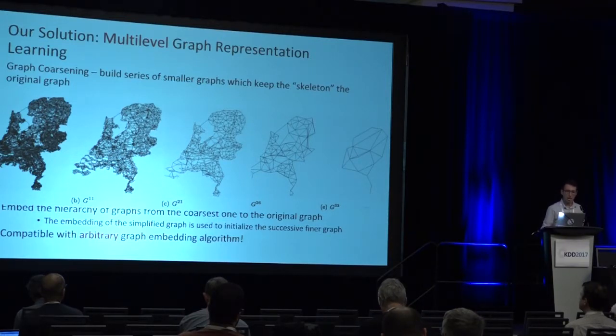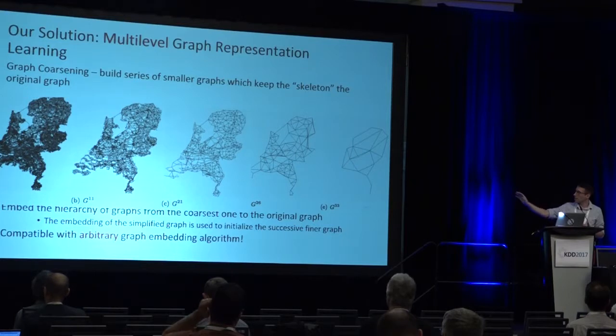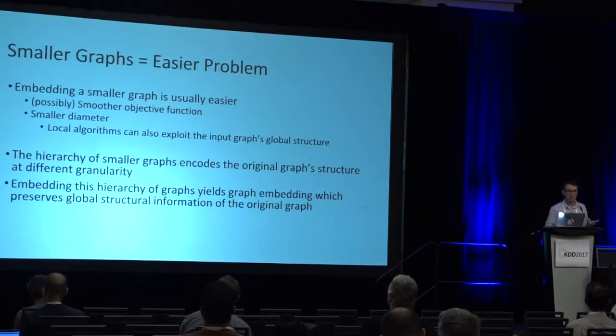This approach is compatible with any graph embedding algorithm, because our idea is this hierarchy of coarsenings, and then going through the hierarchy of embeddings. And why is this useful?